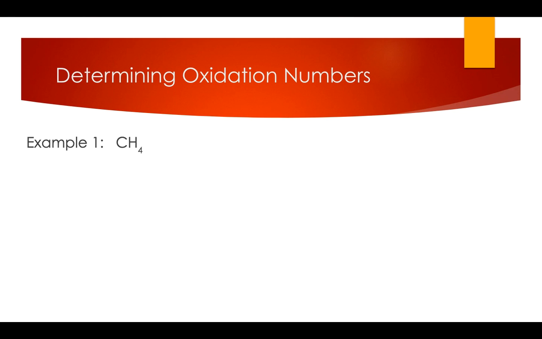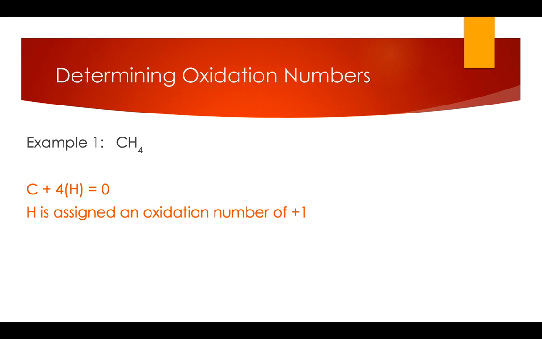So in our first example, this is methane, CH4. So we need to figure out what the oxidation numbers are for both the C and the H in CH4. And we know that because this is a neutral molecule, when we add the oxidation numbers together, they need to equal 0. So 1 carbon plus 4 hydrogens is going to have to equal 0.